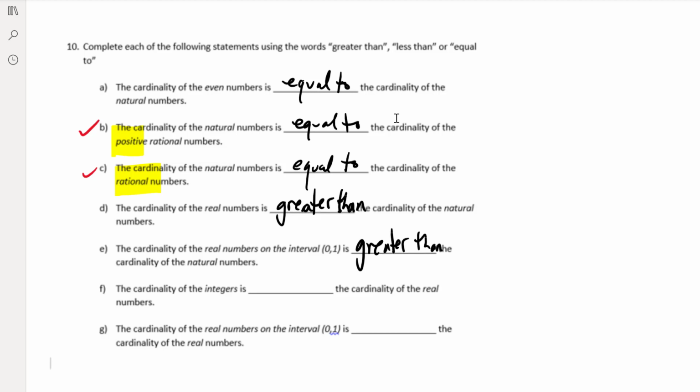Part F, the cardinality of the integers, the cardinality of the reals. Well, the cardinality of the integers exactly matches the cardinality of the naturals. We know that that's less than the cardinality of the reals. So this would be less than the cardinality of the reals. The cardinality of the reals on the interval 0 to 1 and the cardinality of the real numbers entirely, actually, those are both the same. These are equal. They are both uncountably infinite.